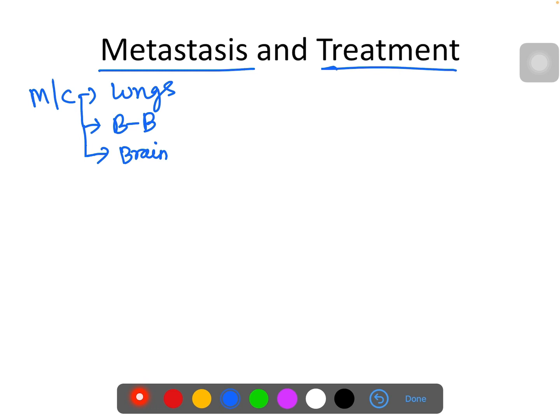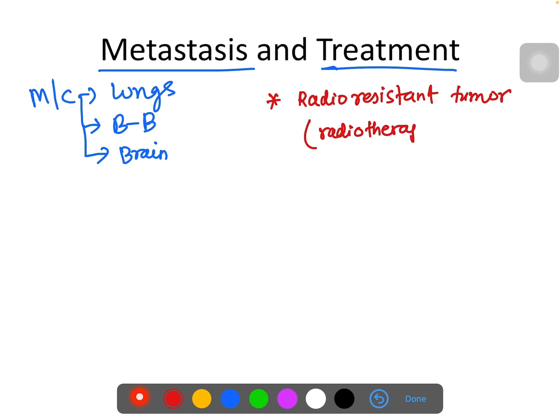Now, what is the treatment of osteosarcoma? It has to be noted by everyone that osteosarcoma is a radio resistant tumor. This means that it cannot be treated by radiotherapy. So it has to be noted that osteosarcoma is a radio resistant tumor, and hence it cannot be treated by radiotherapy.